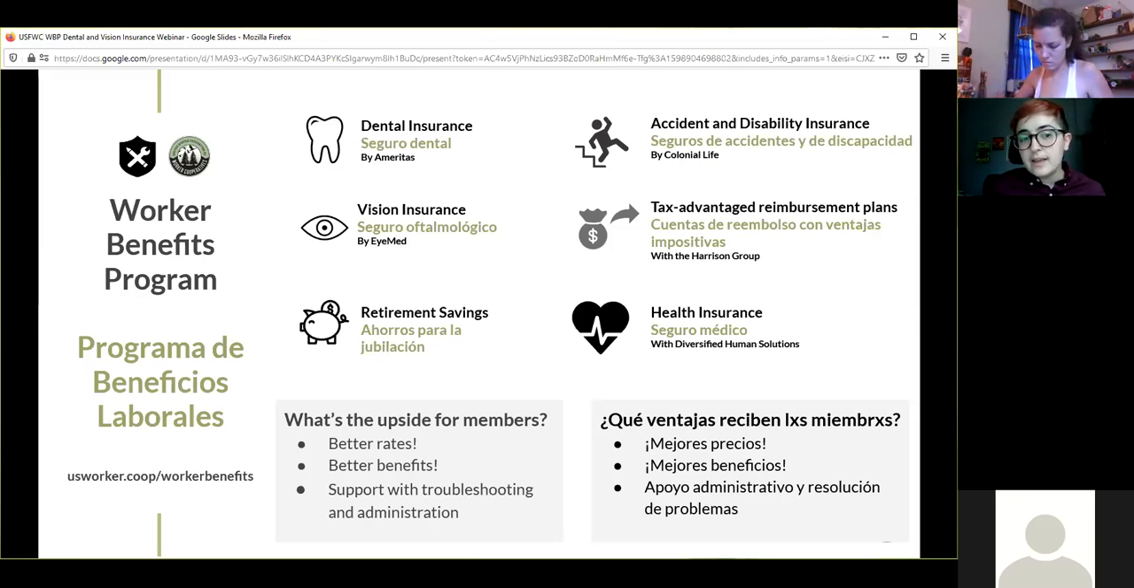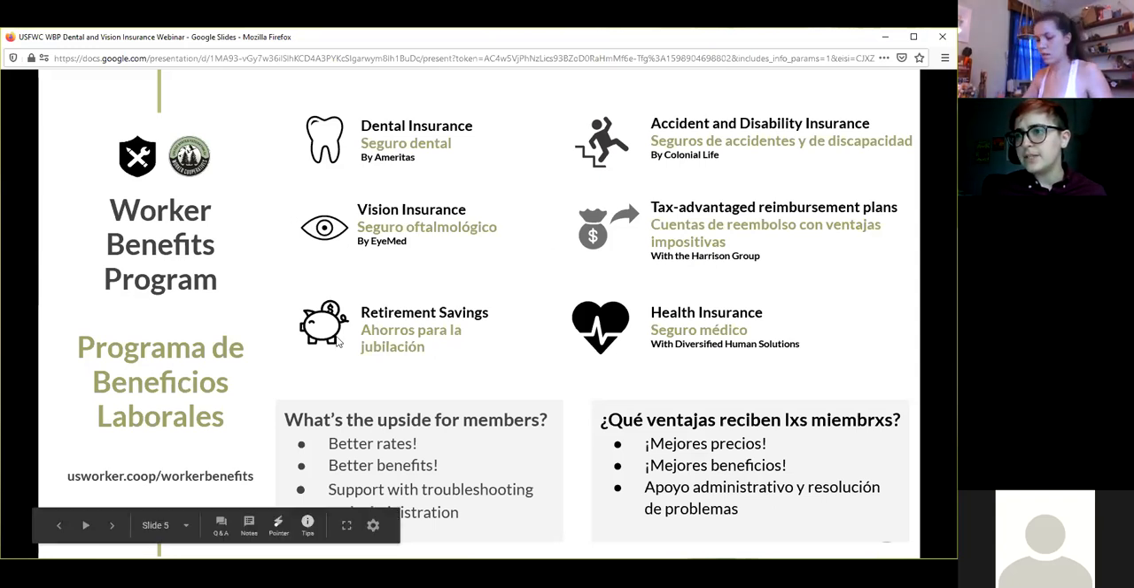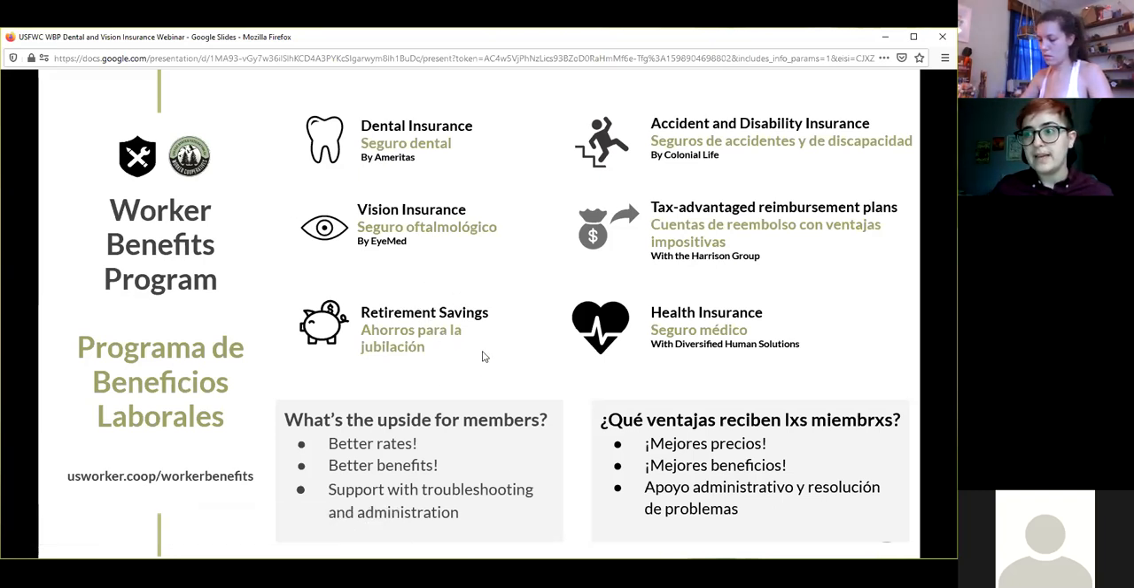And so by accessing worker benefits through the Federation, we can together bargain for better rates and benefits from insurance companies in ways that, when we're small groups scattered around the country, we can't necessarily do. And you also get access to me to support with troubleshooting or figuring out who the person is to ask a specific question about benefits. Also, I didn't mention that we're going to have some referrals to retirement savings plans that we'll be sharing more about later on this fall.